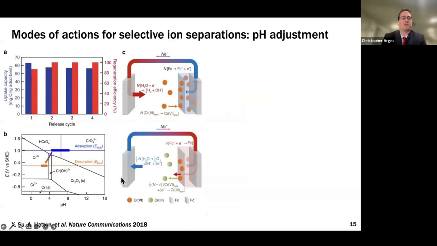And so this is some work done by Alan Hatton and his team at MIT. So they use this redox active polymer to capture chromium-6. When they do that, right, they do water reduction here at the opposite electrode, where they generate hydrogen and hydroxide ions. And then after they've captured the chromium-6, the redox active polymer here is ferrocenium. So they go from ferrocene to ferrocenium.